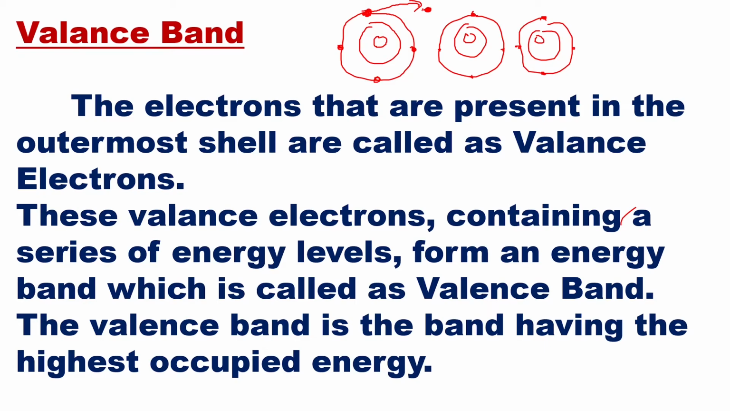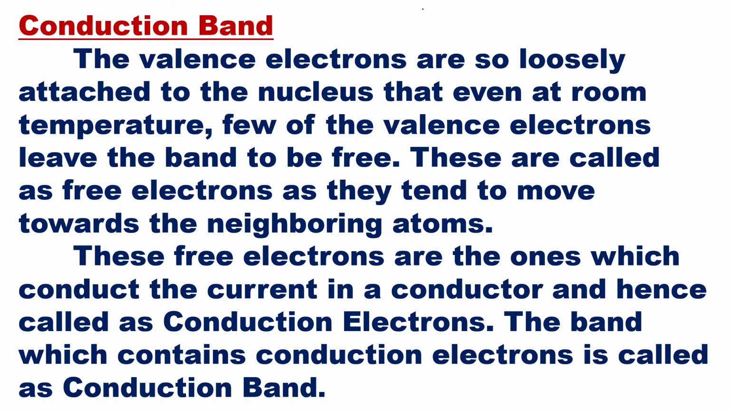Till here we know what is valence band. Then if you go to see what is conduction band, the valence electrons are so loosely attached to the nucleus that even at room temperature, few of the valence electrons leave the band to be free. These are called free electrons as they tend to move towards the neighboring atoms. These free electrons are the ones which conduct the current in the conductor, and hence they are known as conduction electrons. The band which contains conduction electrons is known as conduction band.